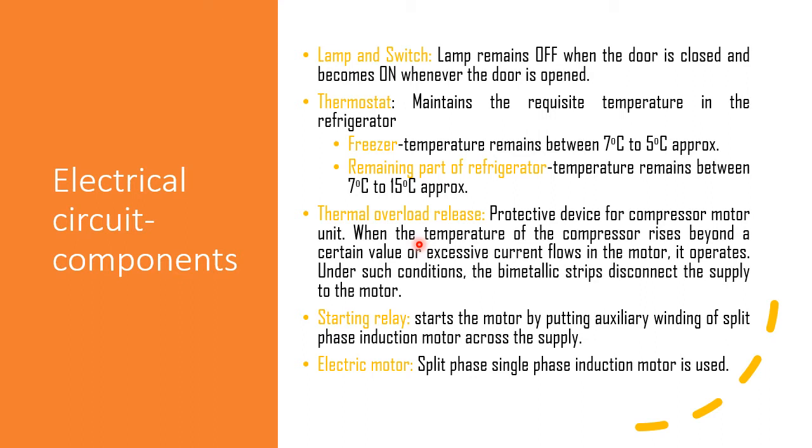When the temperature of the compressor rises beyond a certain value, or excessive current flows in the motor, it operates this thermal overload release. So under such conditions, this thermal overload release has a bimetallic strip. This bimetallic strip disconnects the supply to the motor. The strip melts and disconnects the supply to the motor.